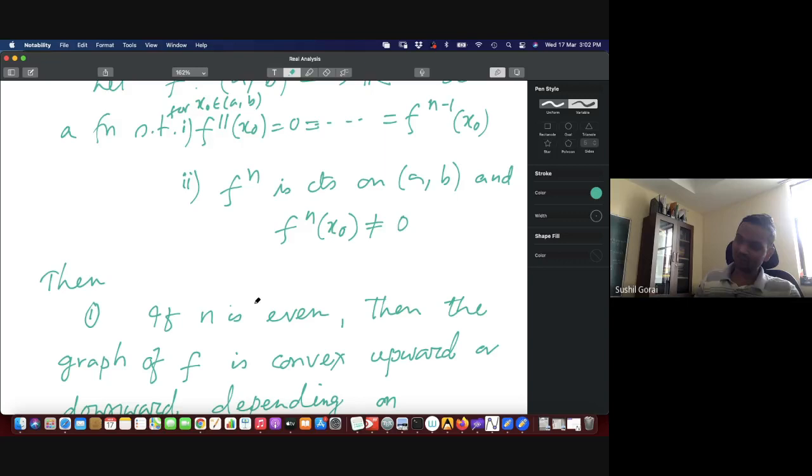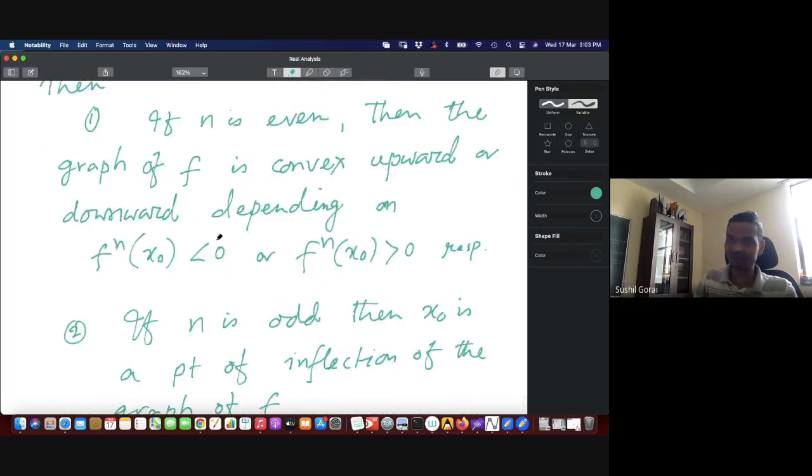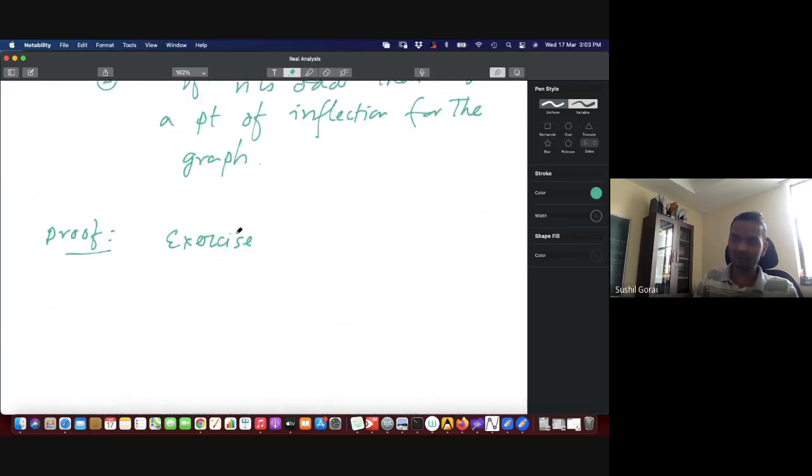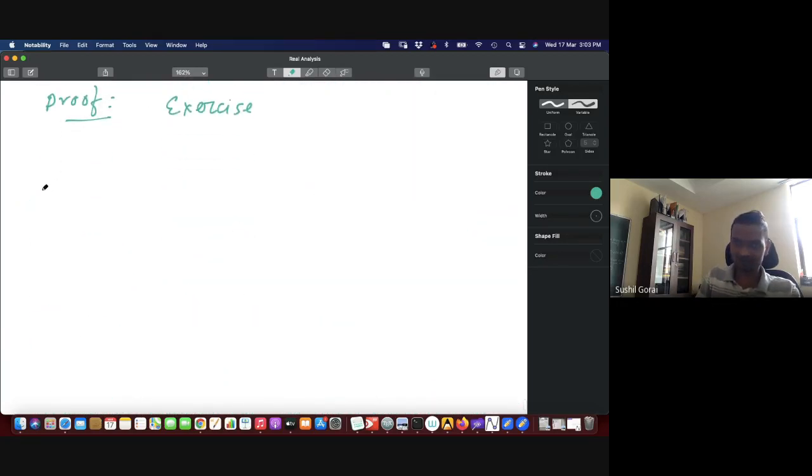And yesterday somebody asked me whether there is some if and only if condition about the behavior of the function and the second derivative. So let me state this one and finish the class for today. This we will prove next time.